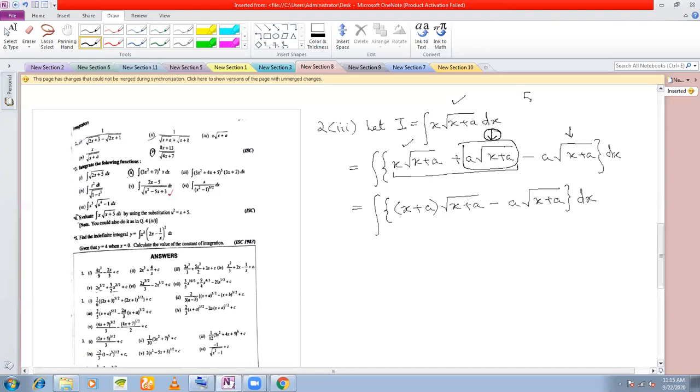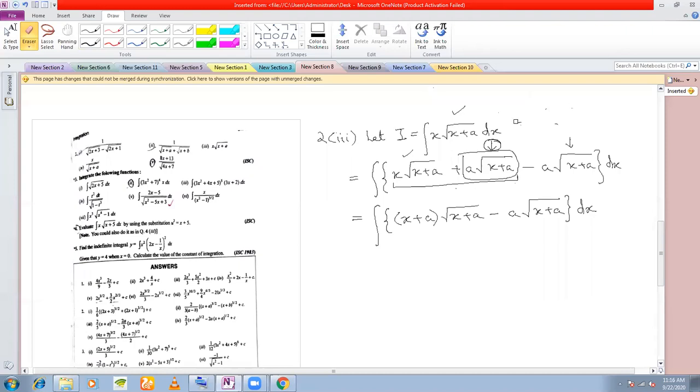See, 5 can be written as 5 plus 2 minus 2, isn't it? It will still remain 5, isn't it? Or you can write this as 5 plus 3 minus 3, isn't it? So that is why this is 5 plus 2 minus 2. You understood? So that is what I have done here. I have simply added this extra term, a root x plus a, and then I have subtracted the same term.